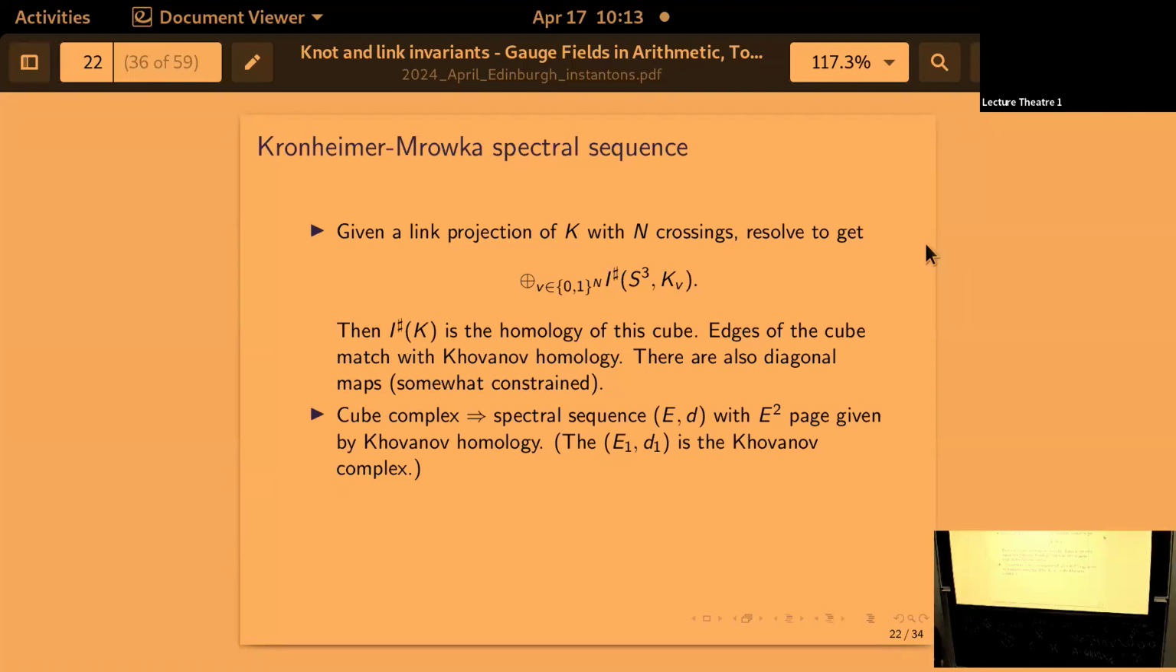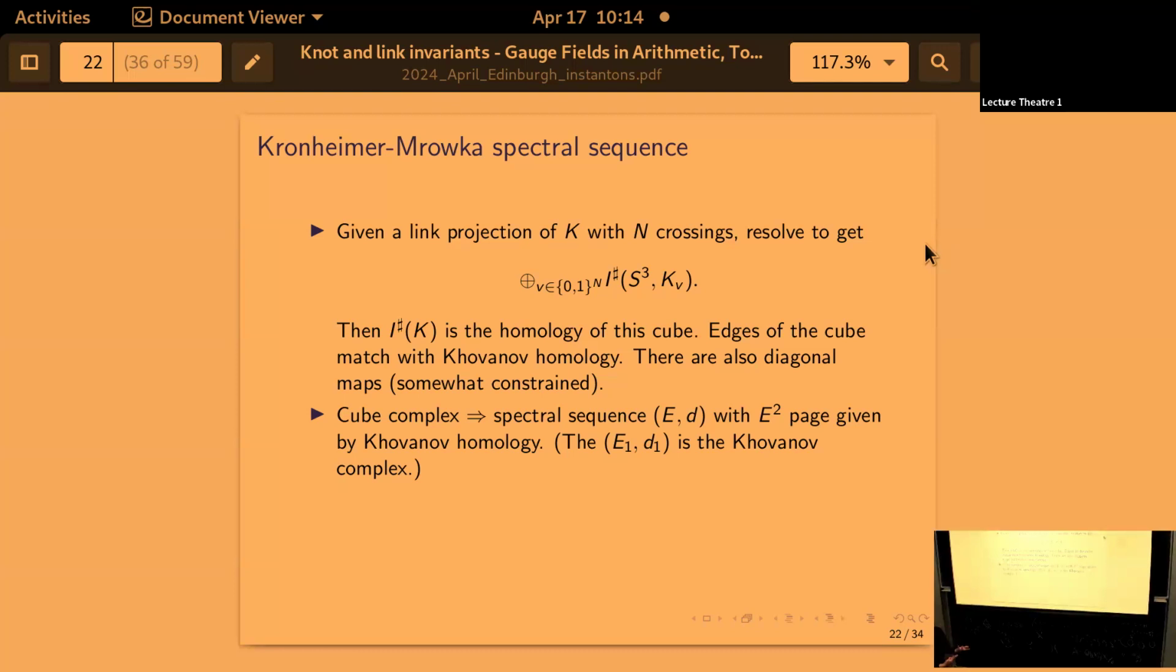So the way that works is, going back to the picture of a link in 2 dimensions, you can basically resolve all the crossings. That gives you an unlink. You know what the instanton Floer homology of the unlink is, and then you can build up your instanton Floer homology of your original thing by doing these exact triangles, these exact sequences. So there's a spectral sequence where the E2 page is the Khovanov homology and it abuts to the instanton homology.